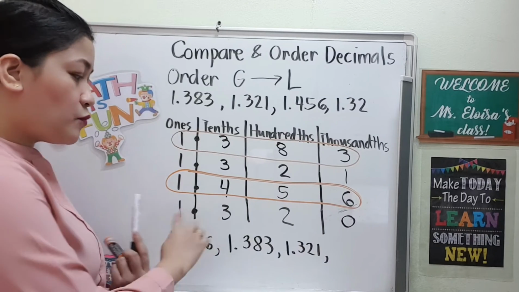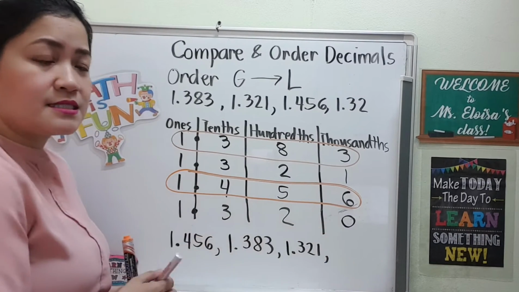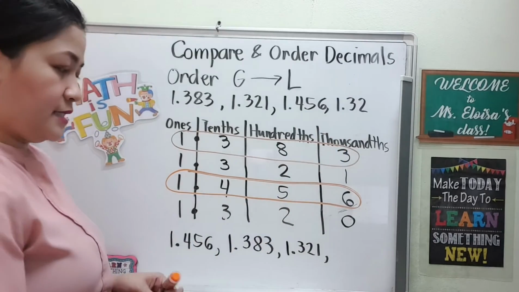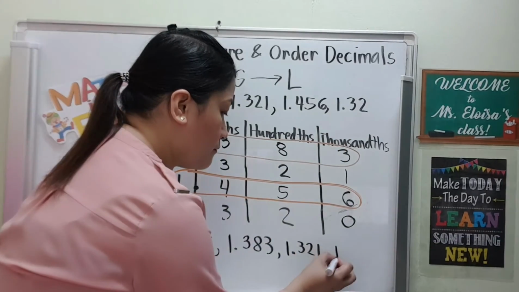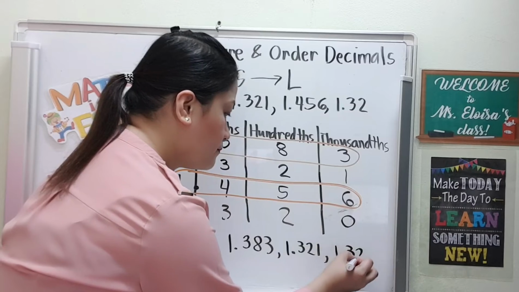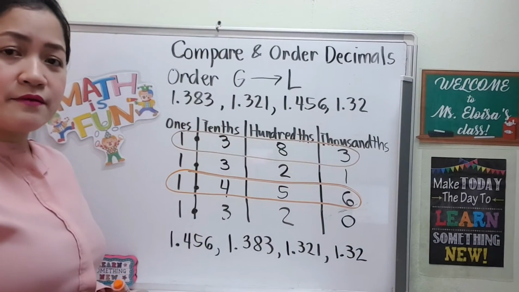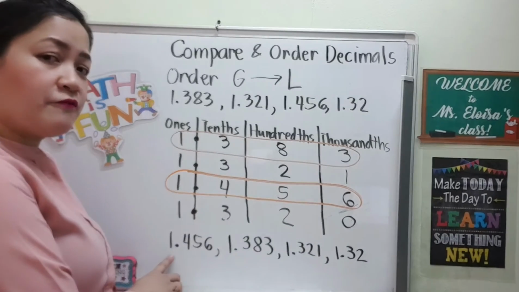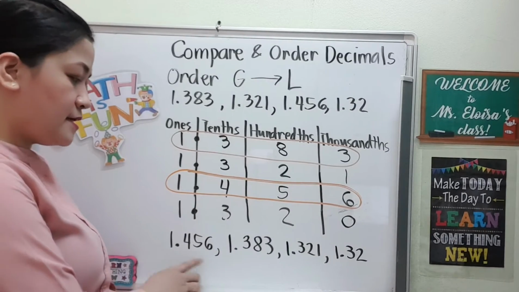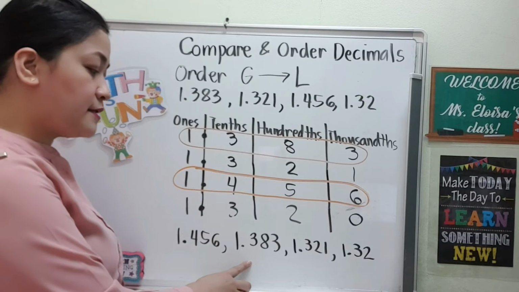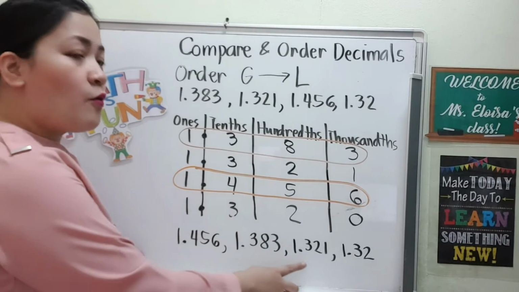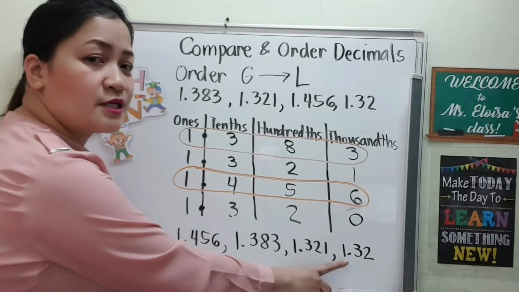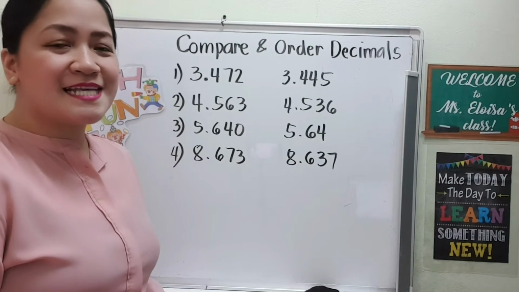You remember this 1 and 320 thousandths, the original given was 1 and 32 hundredths. So we can write that now. So the numbers arranged from greatest to least are 1 and 456 thousandths, 1 and 383 thousandths, 1 and 321 thousandths, and 1 and 32 hundredths. Now let us answer this.